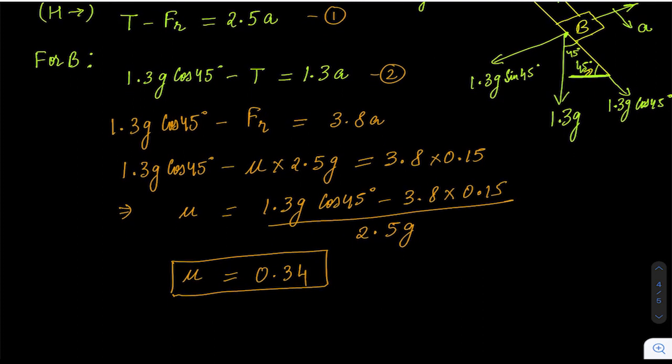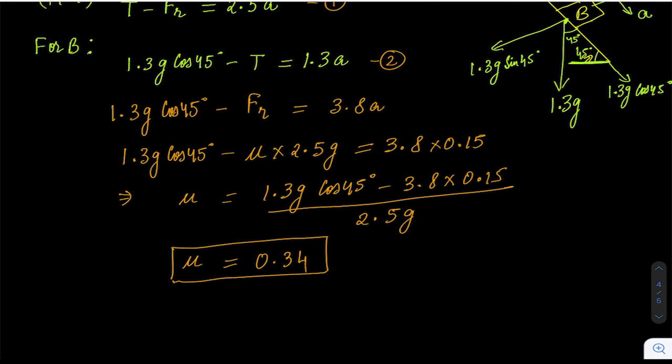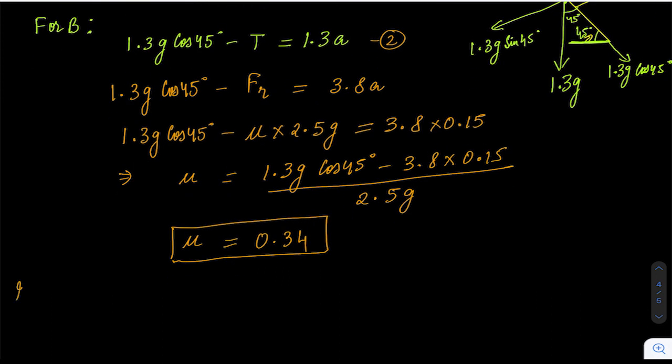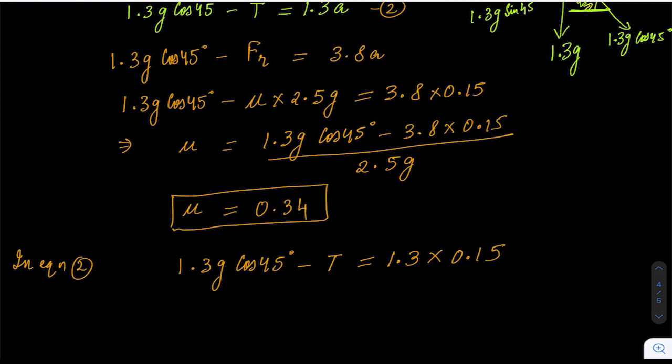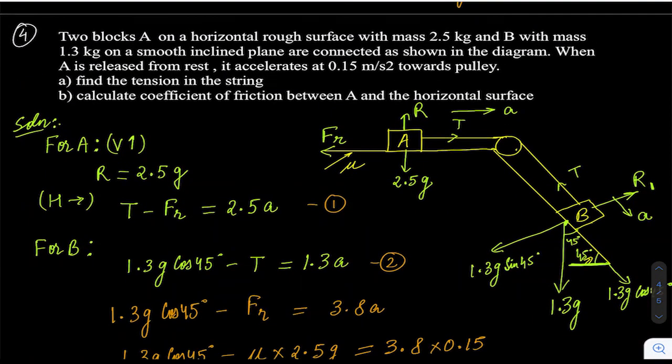Now once I have mu, or I can directly use equation 2. In equation 2, directly I can use 1.3 g cos of 45 degree minus tension is equal to 1.3 into acceleration A, that is 0.15. So from this I will get my tension value as 8.82 newtons. So this is my answer. So this is my tension and coefficient of friction.